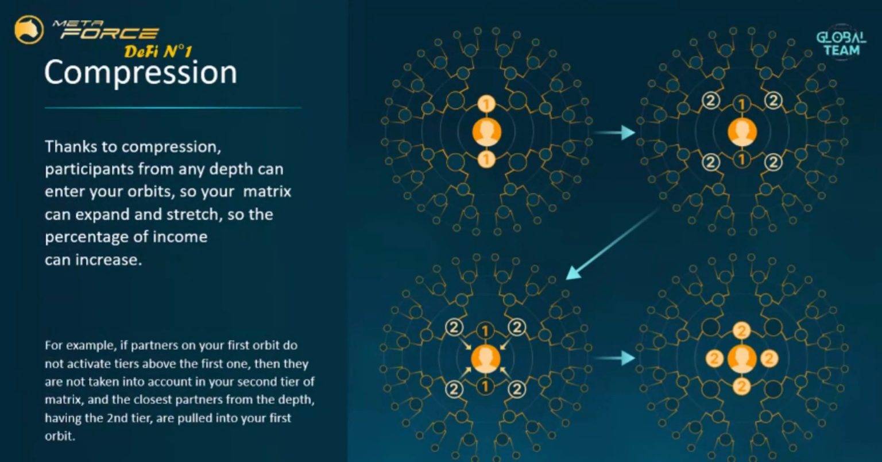Compression. Thanks to compression, participants from any depth can enter your orbits, so your matrix can expand and stretch, so the percentage of income can increase. For example, if partners on your first orbit do not activate tiers above the first one, then they are not taken into account in your second tier of the matrix, and the closest partners from the depth, having the second tier, are pulled into your first orbit.